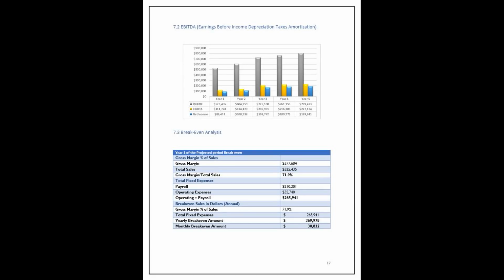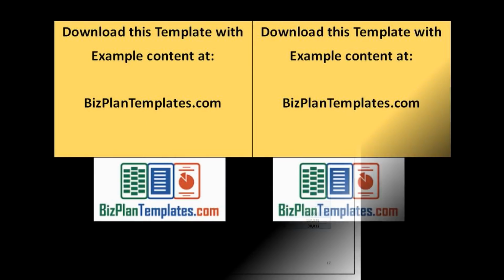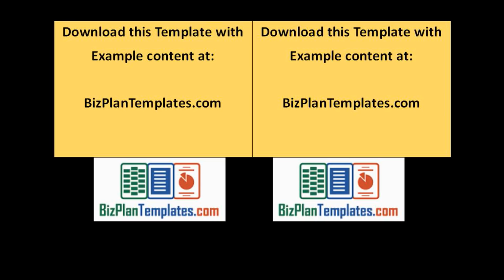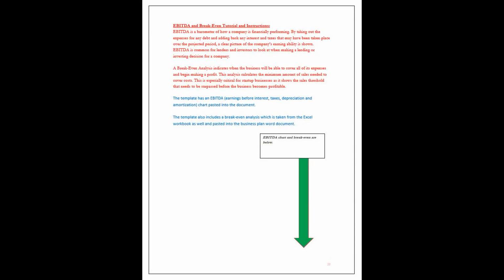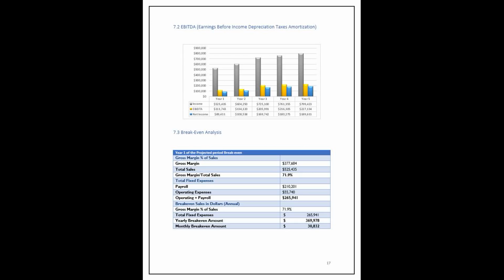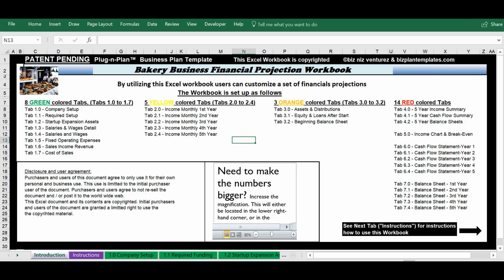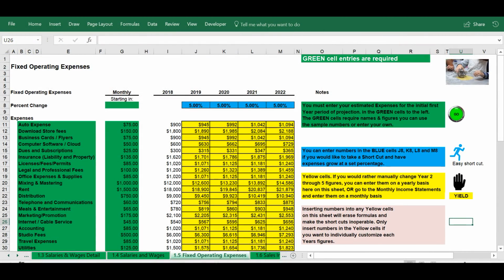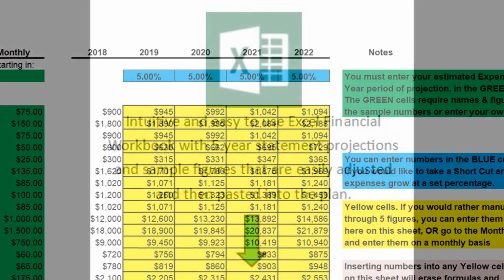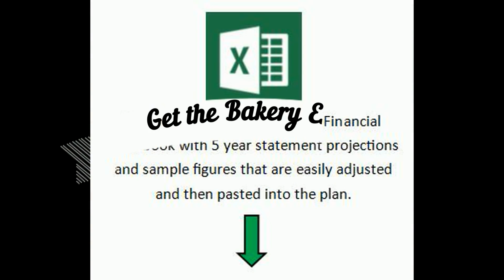EBITDA and break-even tutorial and instructions. EBITDA is a barometer of how a company is financially performing. By taking out the expenses for any debt and adding back any interest and taxes that may have taken place over the projected period, a clear picture of the company's earning ability is shown. EBITDA is common for lenders and investors to look at when making a lending or investing decision for a company.